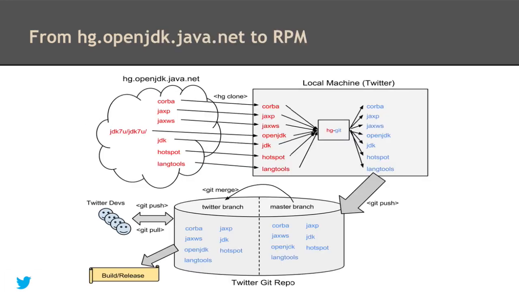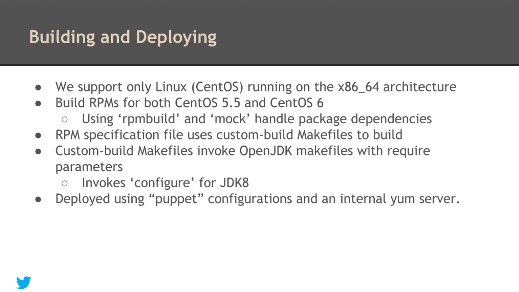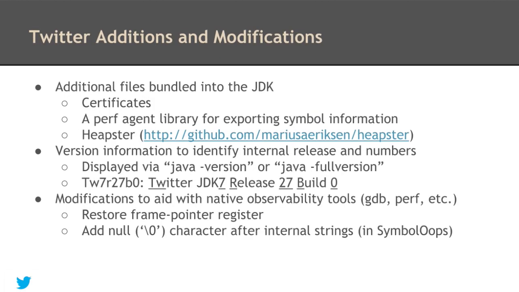All right, here's a nifty graphic going over this. As you can see, on the left-hand side, we're pulling from hg.openjdk.java.net. We bring it to our local machines at Twitter. We do the translation between HG and Git, and then we do our merging in our own Twitter Git repo. Right. So this is a pretty big one. We'll finish this section off, and I want to just open up for questions as well.